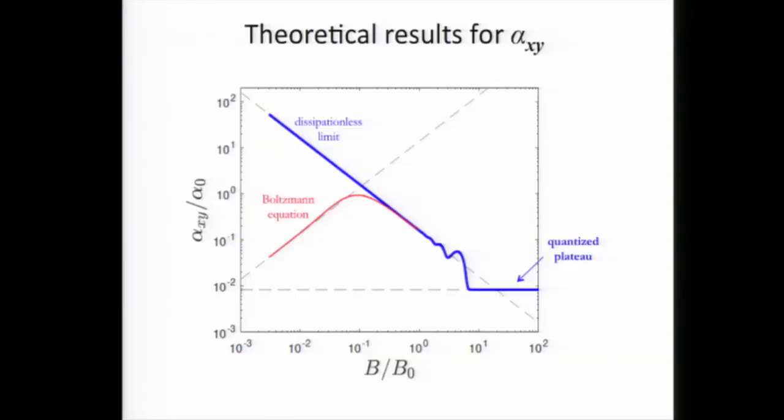OK, so here's the theoretical calculation. What you're seeing here is that at small B, you start to ramp up alpha xy, and this just comes from the limit of small omega c tau. Once you reach the limit of large omega c tau, it starts to come down again. You see some wiggles. But the important part is that at large field, when you reach the extreme quantum limit, you get this plateau in alpha xy.